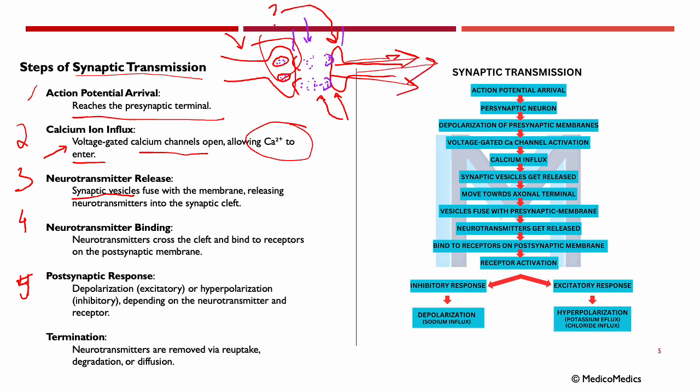And once that signal has gone, whether it is to inhibit something or excite something, either depolarize or hyperpolarize, we then have termination. So the neurotransmitters left in the cleft after their response and their work are then removed via the process of reuptake or degradation or diffusion.